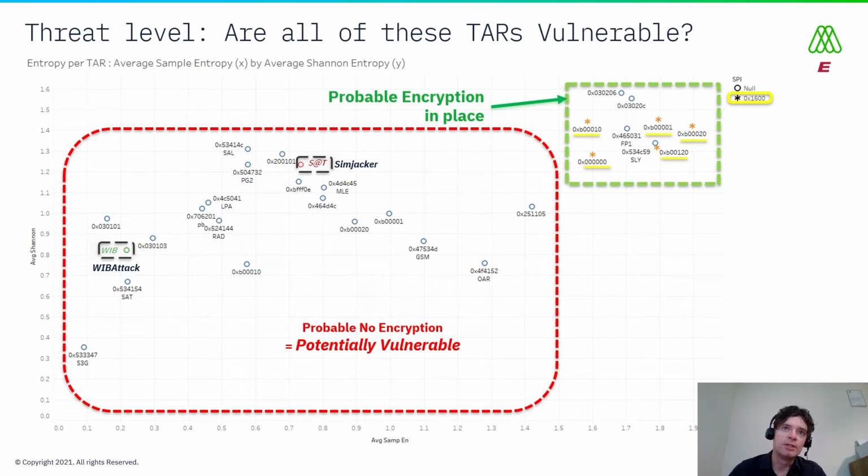The same can't be said for the remaining applications, because the entropy of those seems to be considerably lower. It seems to be around the scale of applications that we know have been exploited, such as SAT and WIB. We can probably say that there is no encryption in place for these SIM card applications, and if you base vulnerability on the lack of encryption, then they are potentially vulnerable.